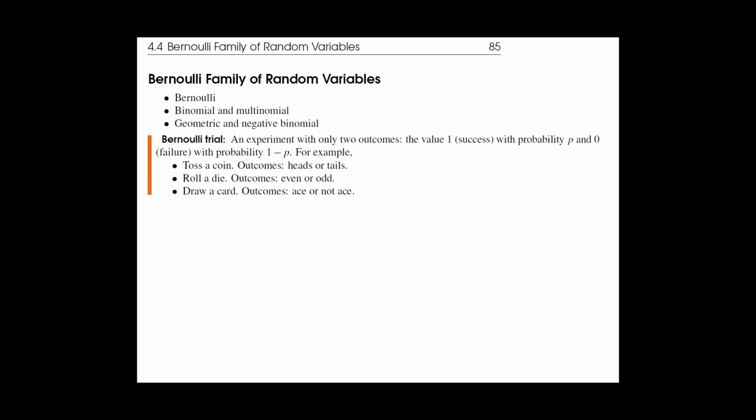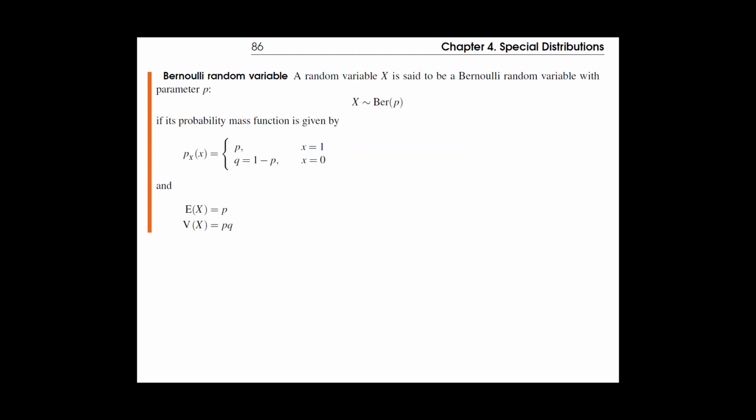It's like flipping a coin, but the probability of success is going to be p, right? So values 1 and 0, and then probability of success would be p. These are examples, right? Okay, so we talked about the Bernoulli random variable before. Again, let's just define it again. This is the notation that we're going to use. That means that the random variable x has the Bernoulli distribution, and the Bernoulli distribution only has one parameter, the parameter p, probability of success.